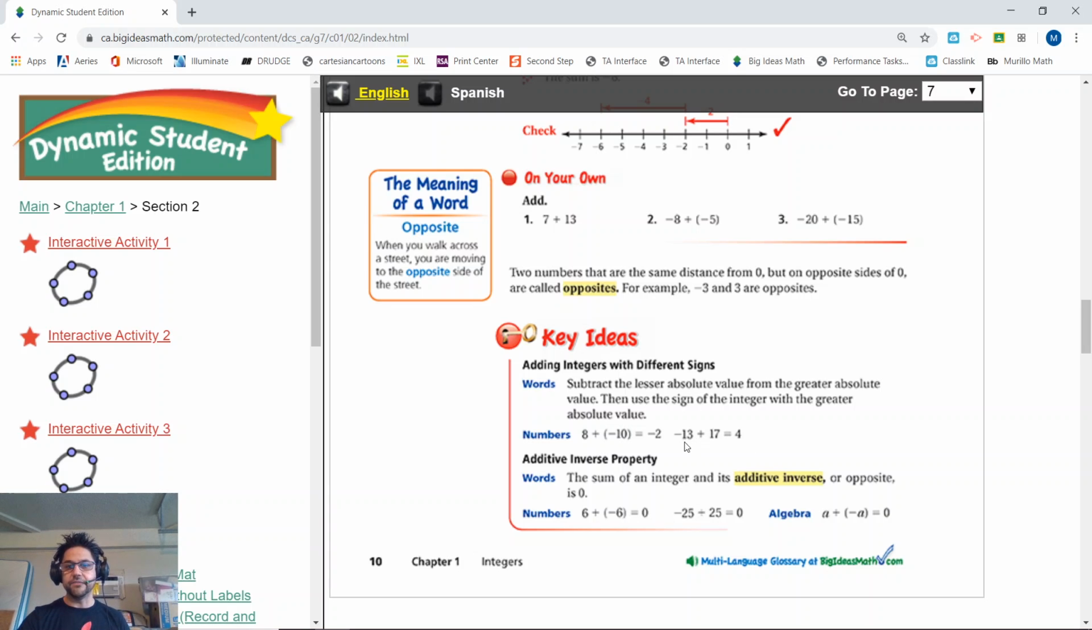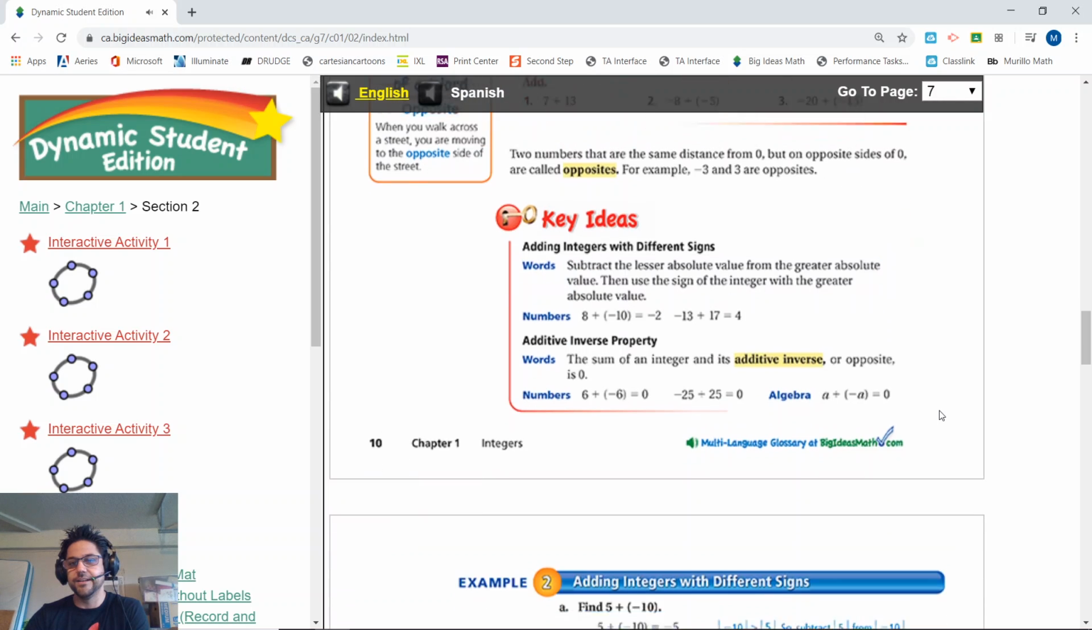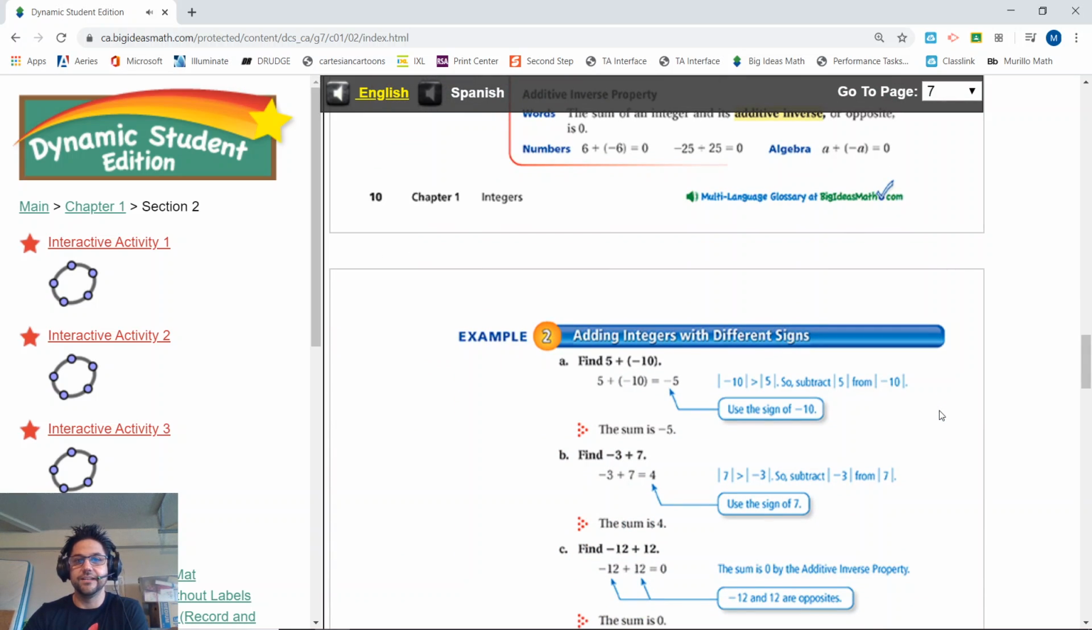But like here on -13 plus 17, or 8 plus -2, what we tell students is to take the difference, which really means you're going to subtract, and then you're going to take the sign of the number with the greater absolute value. Subtract the lesser absolute value from the greater absolute value, then use the sign of the number with the greater absolute value. Good old technology. Whew, that was a little weird.